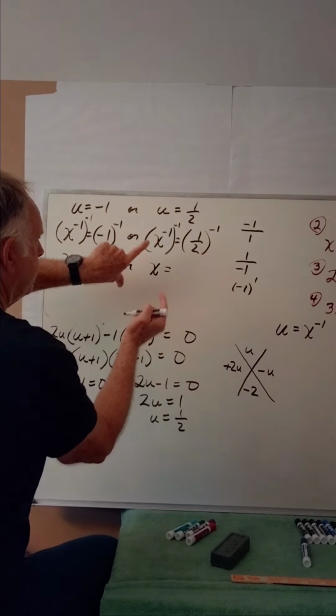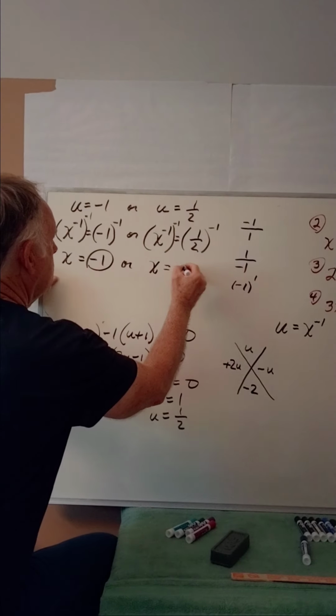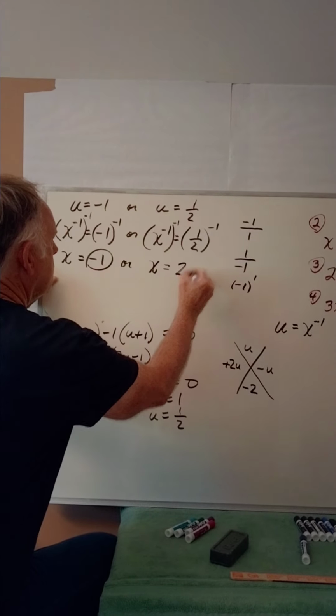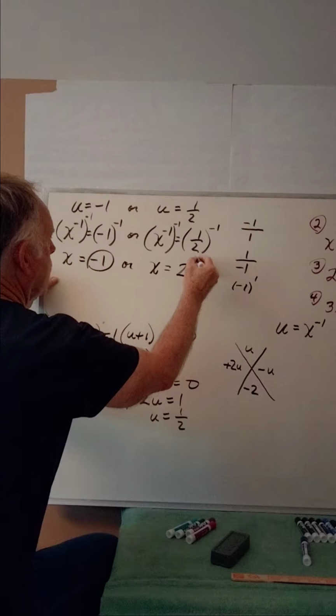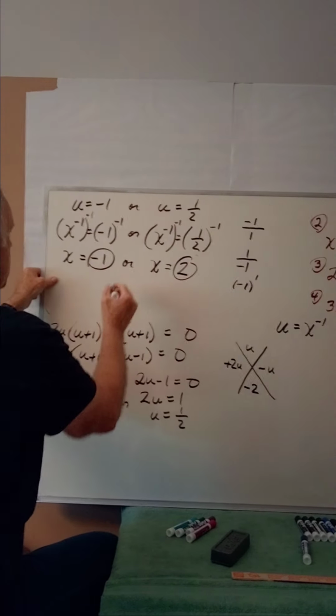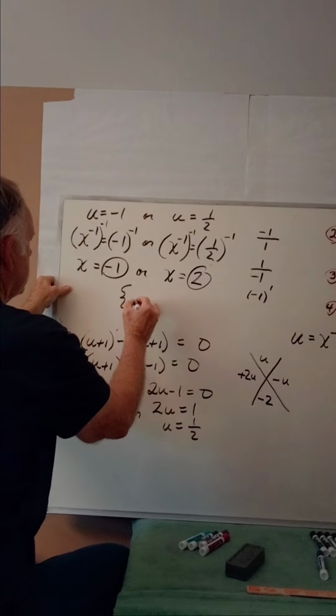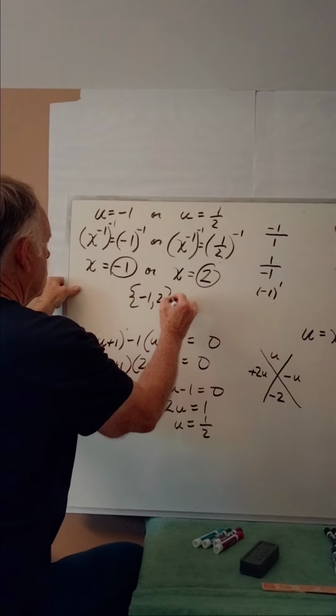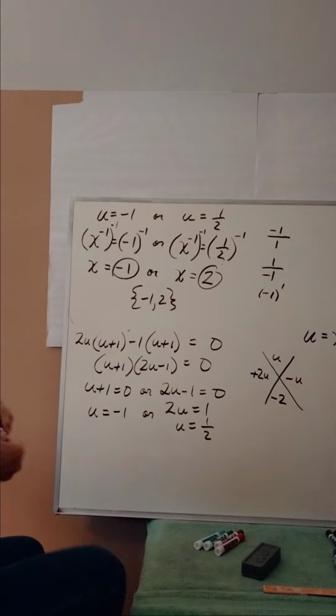Reciprocate 1/2. Turn it upside down, and we'll have 2. It gives us the authority to change that to a 1. It's just simply 2. Those would be the solutions. The set whose members are negative 1 or 2. We would have that.